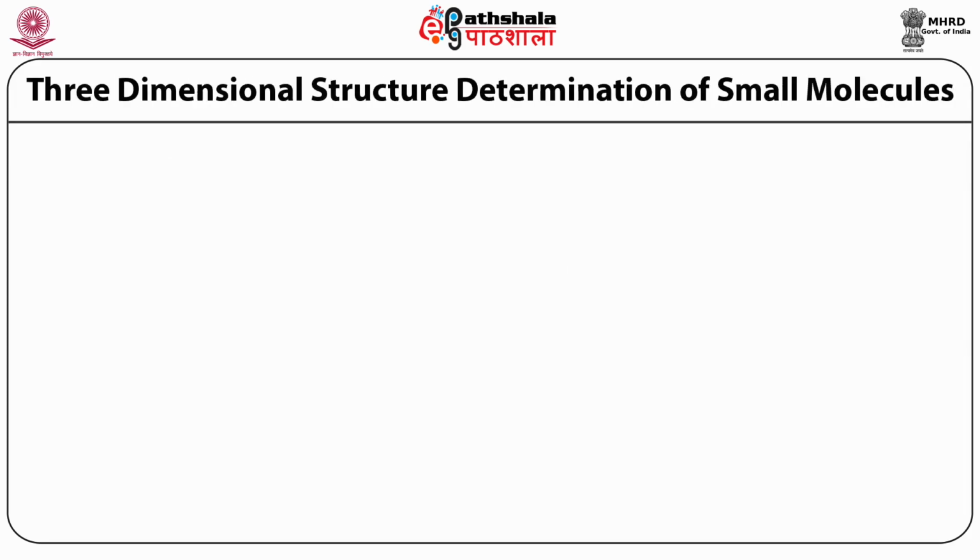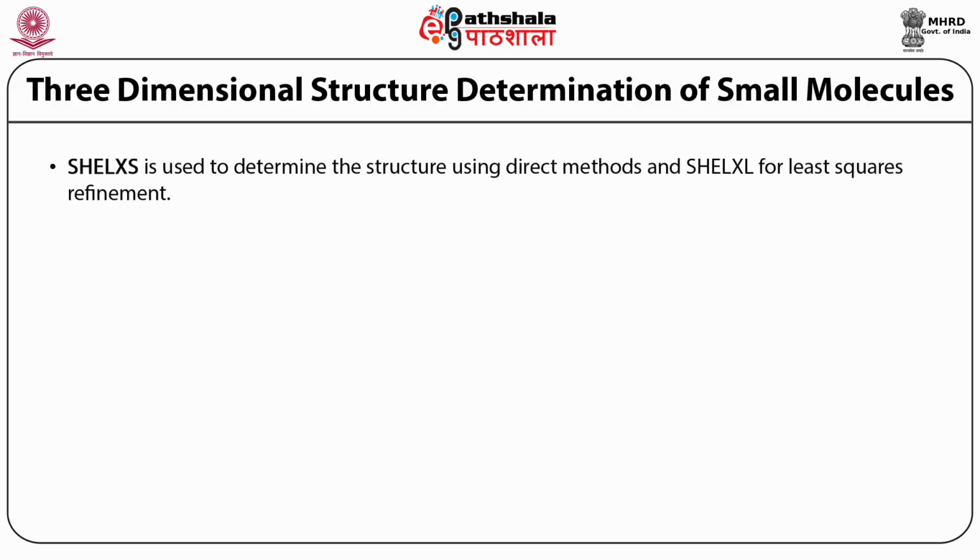Here we are going to see how the 3-dimensional structure is determined for a small molecule. So I am just giving a demo of the SHELX suite of programs written by Professor George Sheldrick. SHELXS is used to determine the structure using direct methods, and SHELXL is for doing the refinement, adjustment of parameters like position and thermal factors to get a better agreement between the model you propose and the actual structure. The last letter S stands for structure solution in SHELXS, and the last letter L in SHELXL stands for least square refinement.